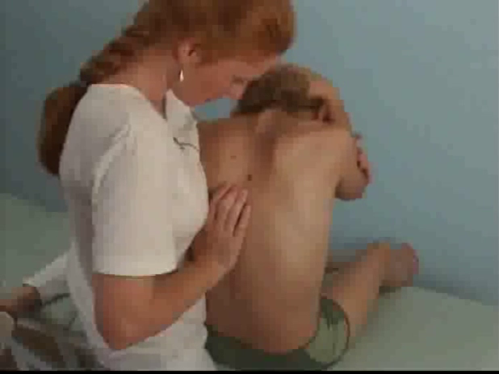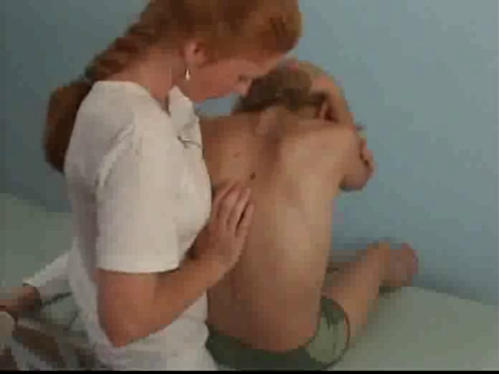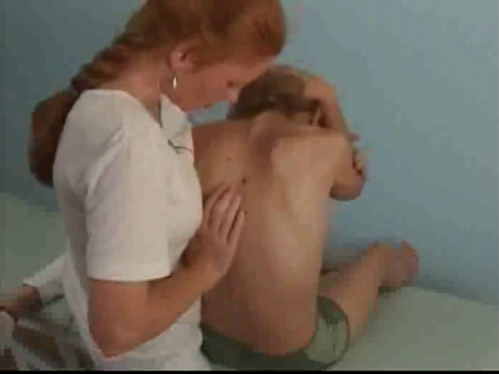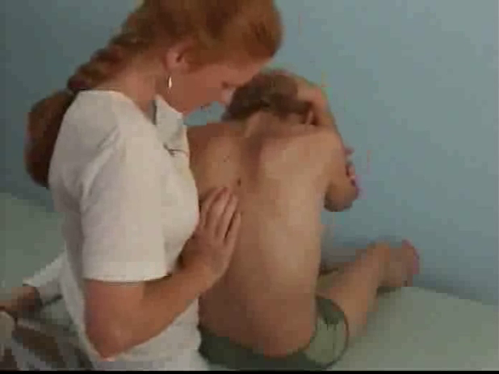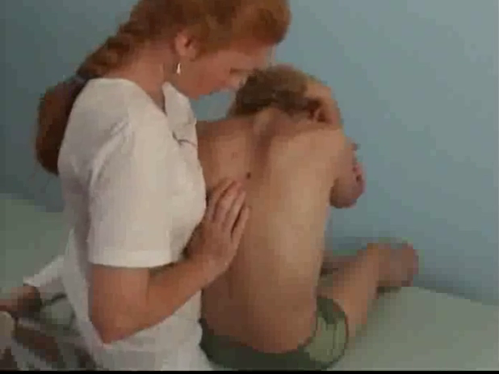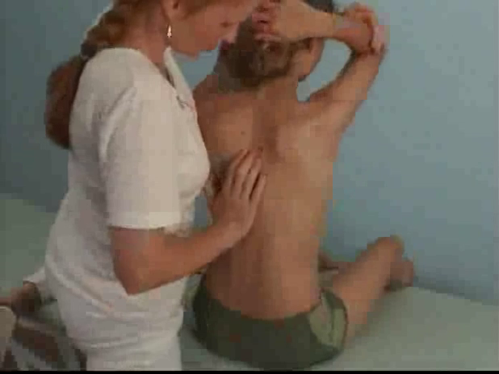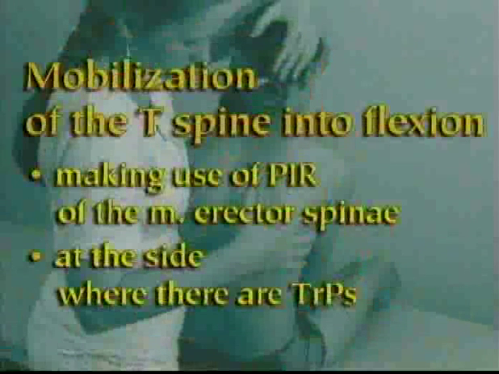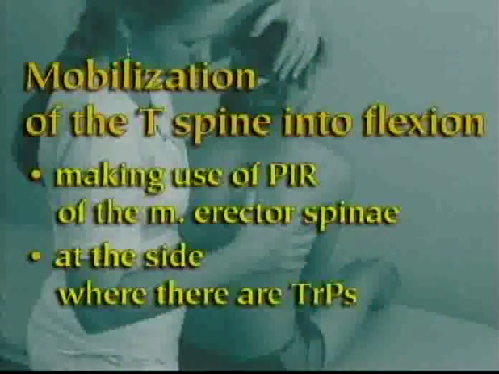Look up and breathe in. Breathe in. Hold your breath and look down and breathe out. An alternative is PIR of the erector spinae on the side where we find trigger points.